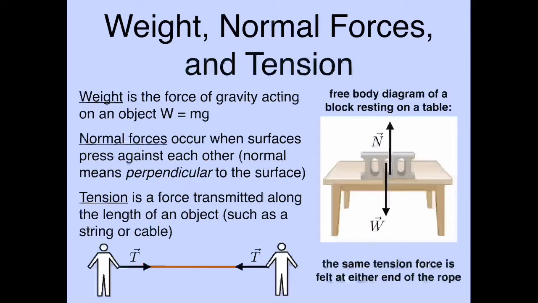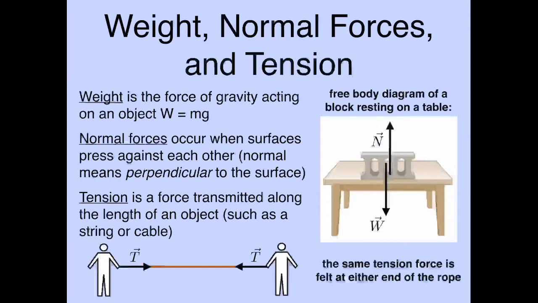So since it's a force of gravity, we automatically know it's going to be a downward force. So regardless of what's going on, you know that the weight, or the W vector, is pointing down. And if you want to know the magnitude of that vector, it's just given by m times g. So m is the mass of the object, and g is the acceleration due to gravity, 9.8 meters per second squared if we're on Earth.